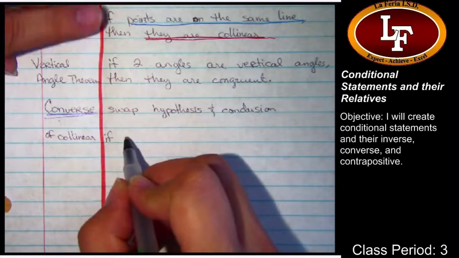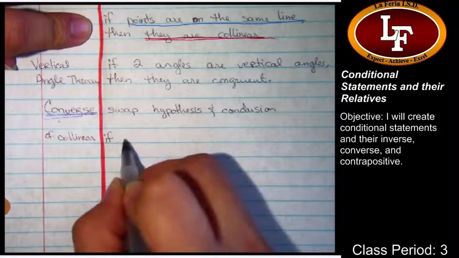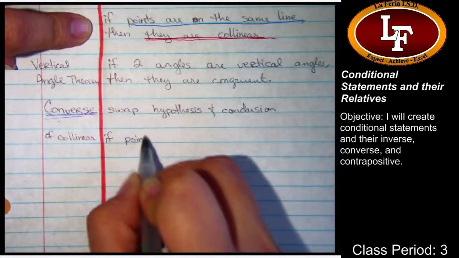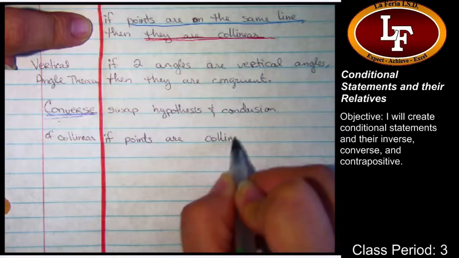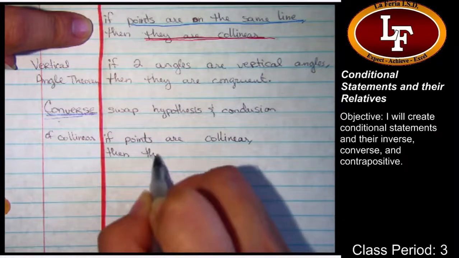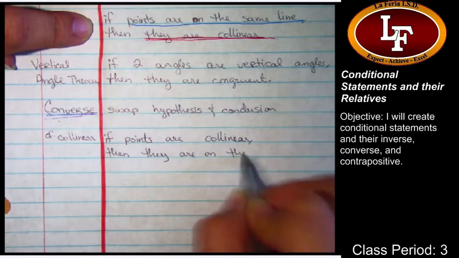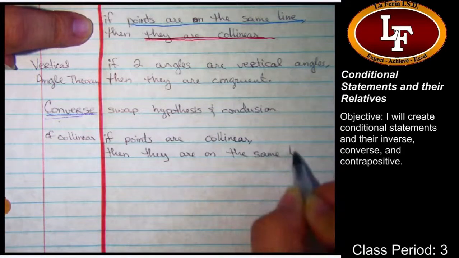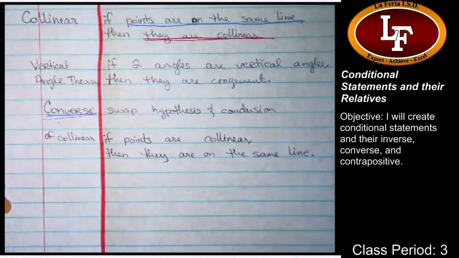So we're taking the original collinear conditional up here, and we're flipping the hypothesis and the conclusion. So if points are collinear, then they are on the same line. Fantastic. Gorgeous.